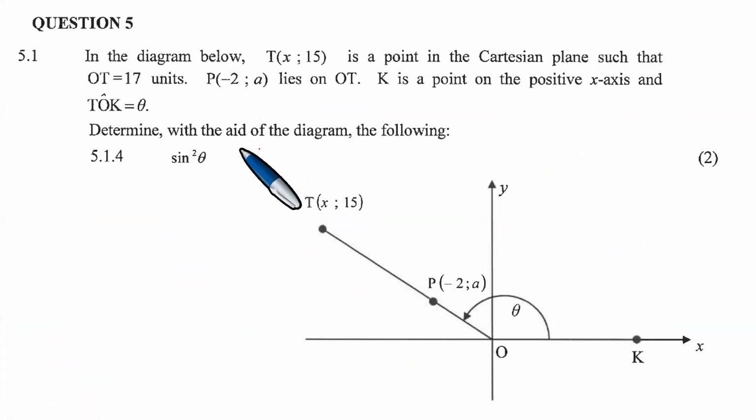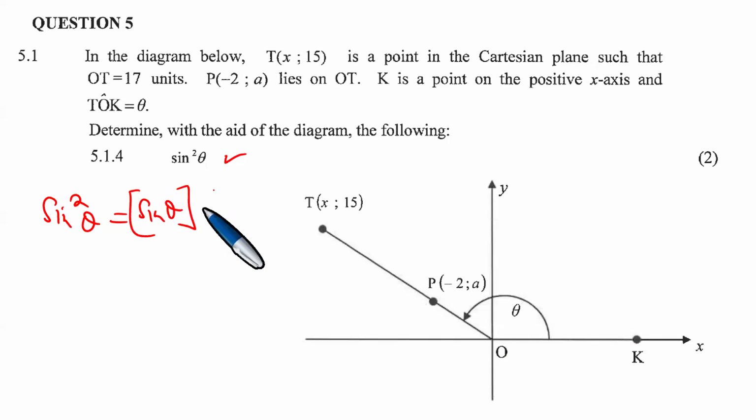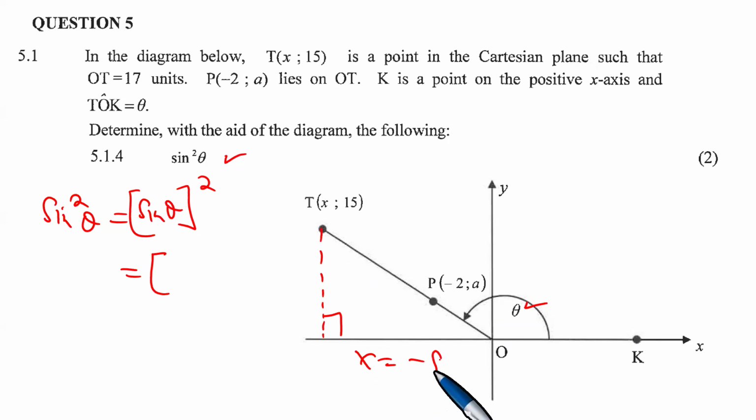Now to determine with the aid of the diagram the following: you need to determine the sine squared of theta. So that's what the examiner wants. So you have to determine the sine of theta, squared. What is the sine of theta? Here, this is the angle theta, and therefore to find the sine of theta, you already know that our x is -8 and our y is 15. The hypotenuse, this one, is 17. So the sine is opposite over hypotenuse.